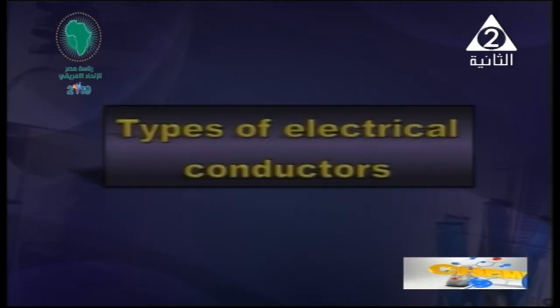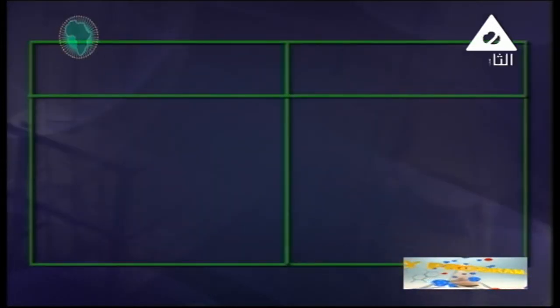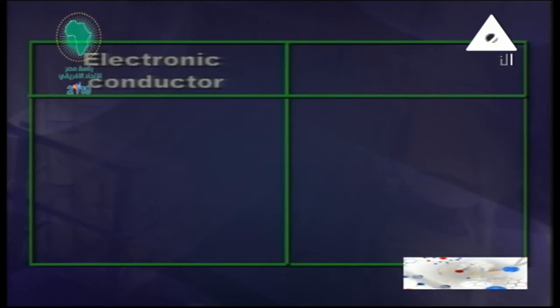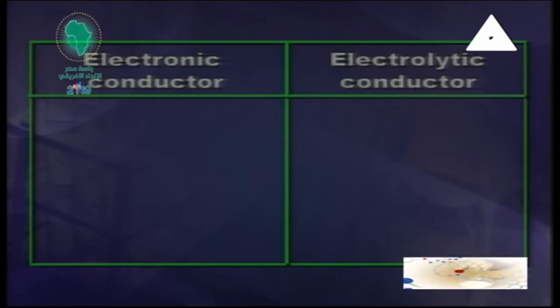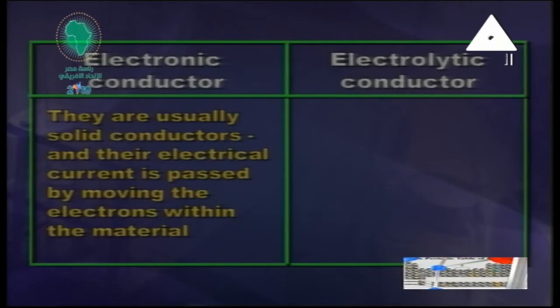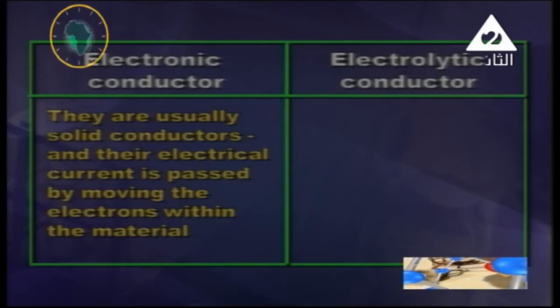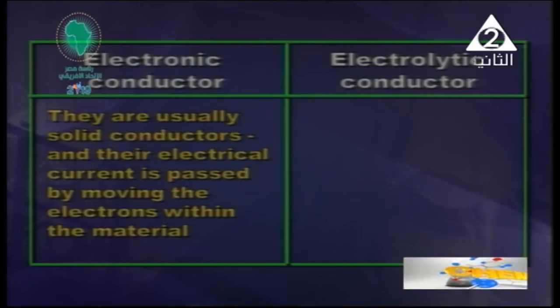What are the types of electrical conductors? There are 2 types of electrical conductors, which are electronic conductors and electrolytic conductors. What are the differences between them? Electronic conductors are usually solid conductors, and their electrical current is passed by moving the electrons within the material. This conductor conducts electricity through electrons. Electrons are the carrier of a charge, carrying negative charge.